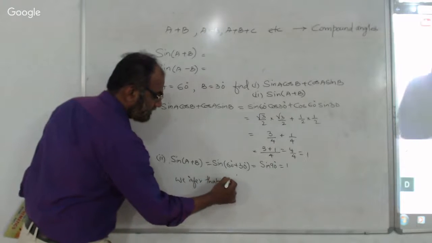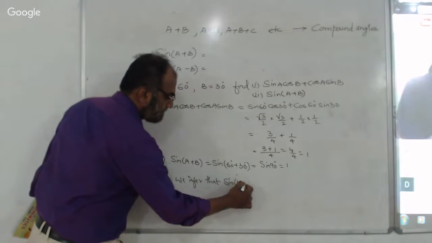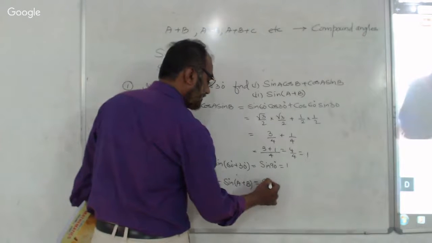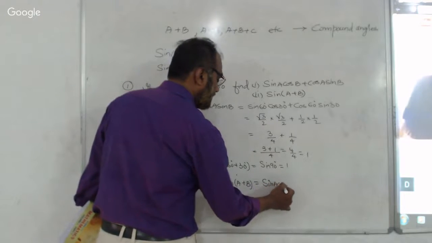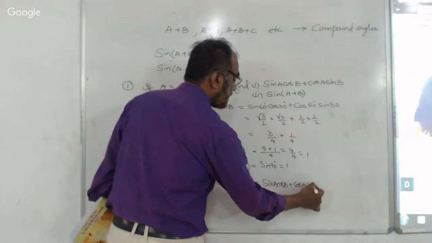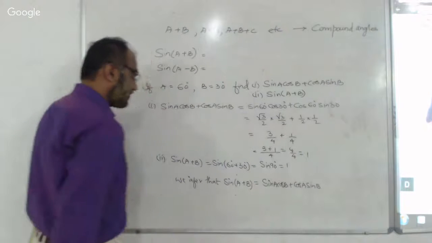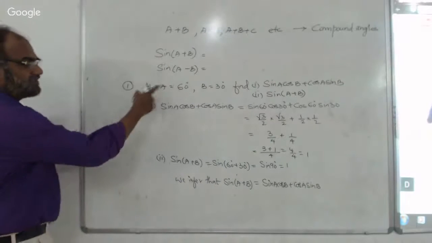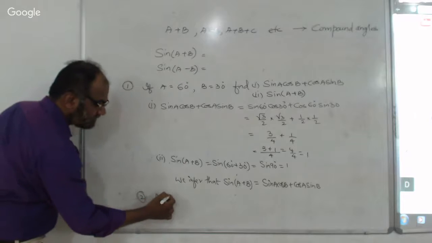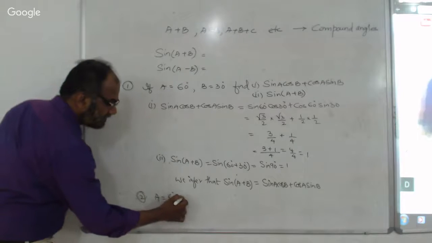Sine of A plus B is equal to sine A cos B plus cos A sine B. Now, for the same values, that is A is equal to 60, B is equal to 30.